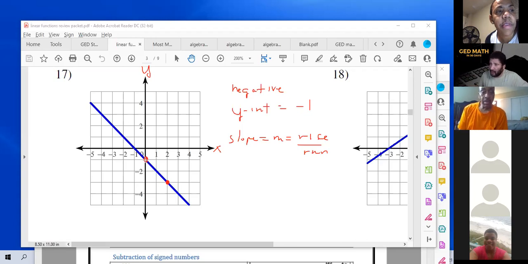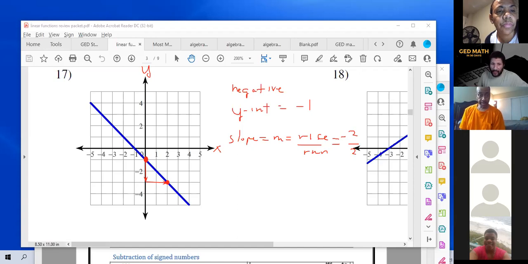Down. Count with me. 1, 2. So since I went down 2, is that positive or negative? Negative. So I got -2. And how many do I have to go over? Again, count with me. 1, 2. Okay. So my run is +2.